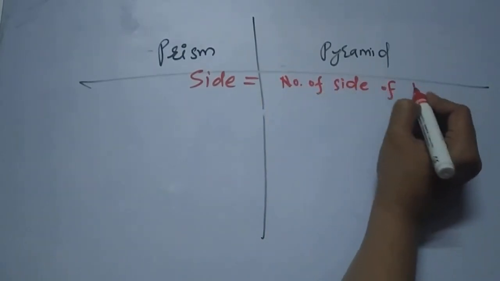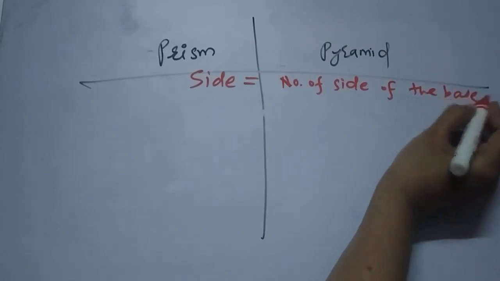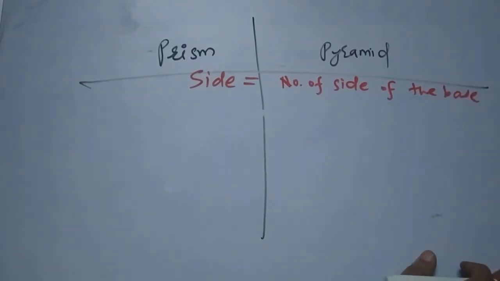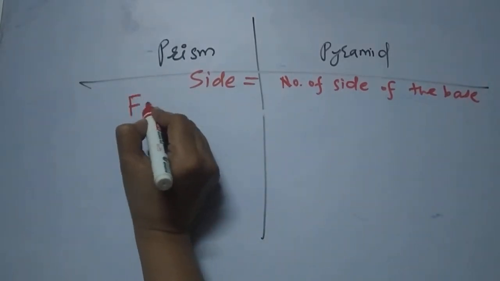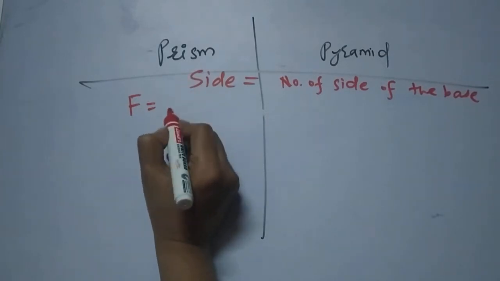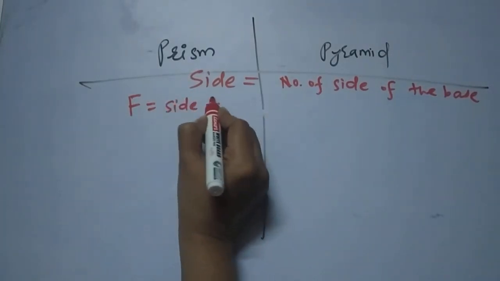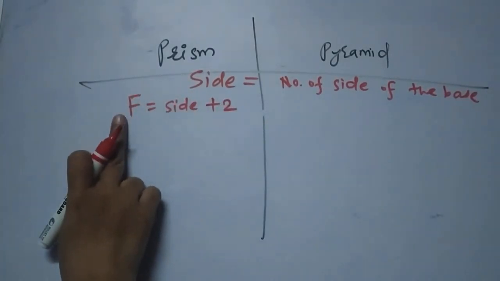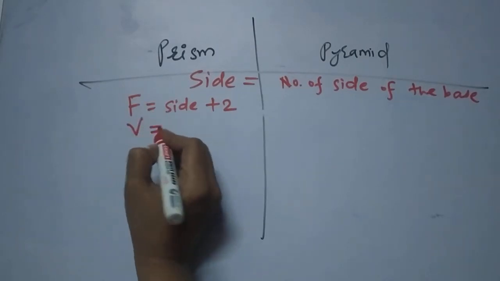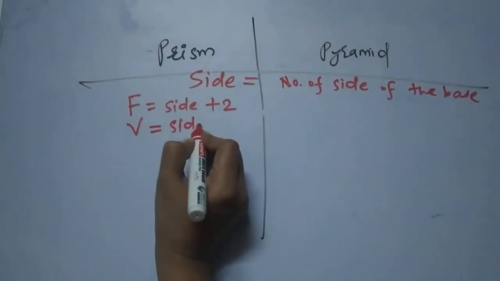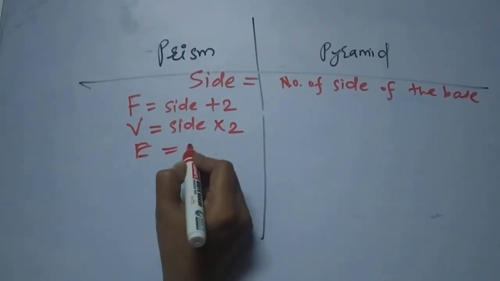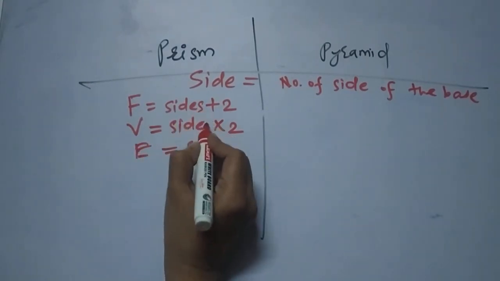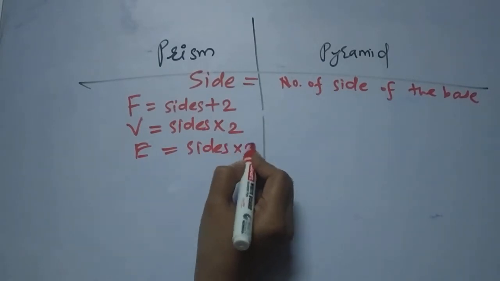Number of sides of the base. Suppose if it is a triangle, so 3 sides. If it is a square, then 4 sides. So like this, if you want to find out the faces, one simple formula is there: sides plus 2, then you will get the faces. And for vertices, you have to do sides into 2. If you want to find out edges, you will do sides multiply by 3.